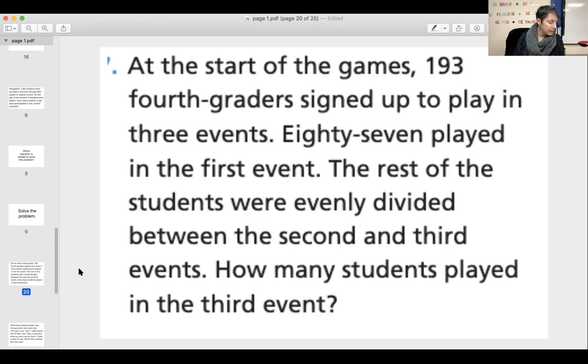This is problem number 7 on page 120. At the start of the games, 193 4th graders signed up to play in 3 events. 87 played in the first event. The rest of the students were evenly divided between the second and third events. How many students played in the third event? Remember, this is a multiple step problem. You'll have to do a few things before you can get to the answer.